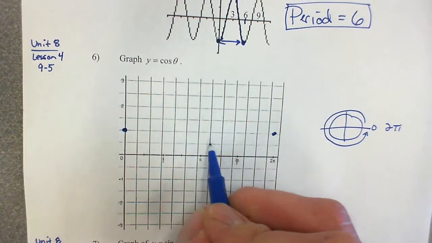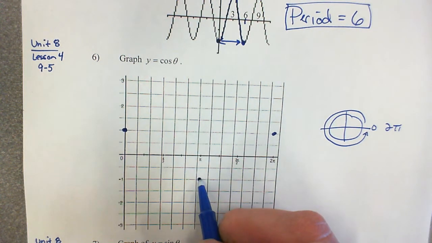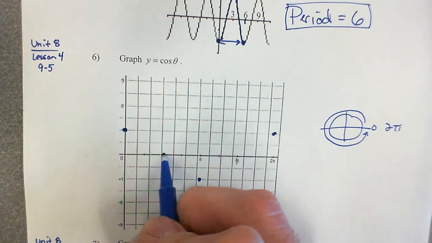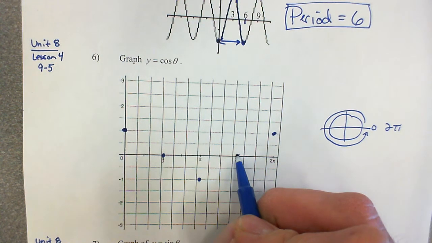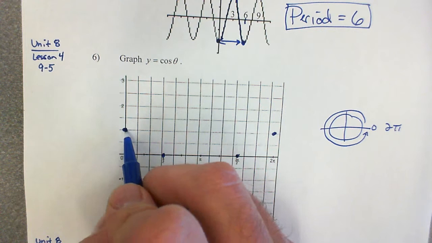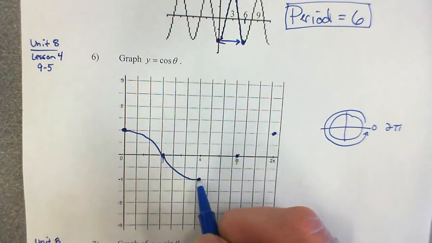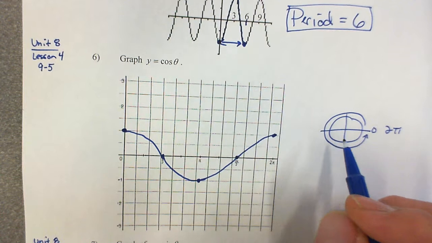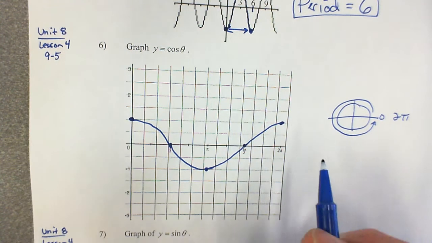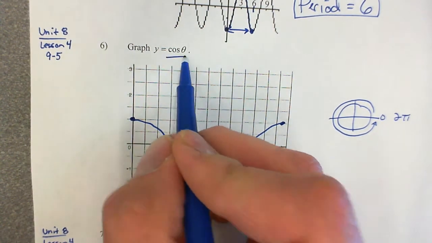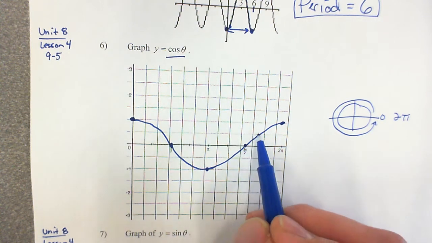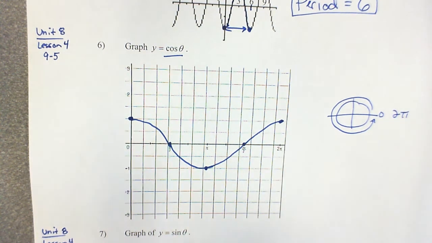And then you go to the middle here, we're down at -1. Go to the middle here, you're at 0. Go to the middle here, you're at 0. This is what your basic cosine graph looks like. And that's all you need to know. Again, this is multiple choice. So you just need to know that basic cosine starts at positive 1, goes to 0, goes to -1, goes to 0, goes back up to positive 1. Okay?